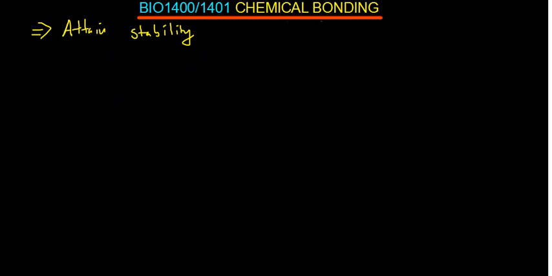Now we have got different types of bonding, as you already know. We have got covalent bonds and non-covalent bonds. Let's start with covalent bonds.